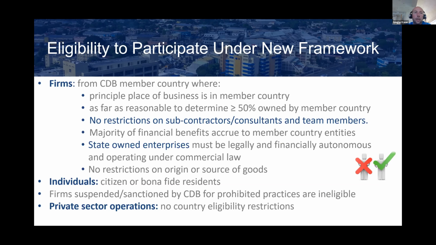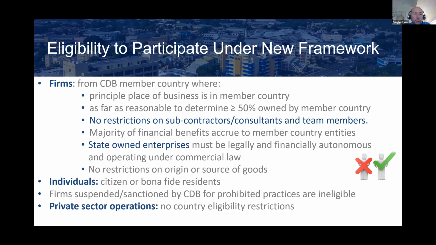So how does the eligibility work? Firms have to come from CDB member countries, and that should be their principal place of business, and they should be, as far as reasonably can be determined, majority owned by member country interests. We don't have restrictions on subcontractors and consultants and team members. And state-owned enterprises must be legally and financially autonomous to participate. We don't have any restrictions on the origin and source of goods anymore, which we once did.